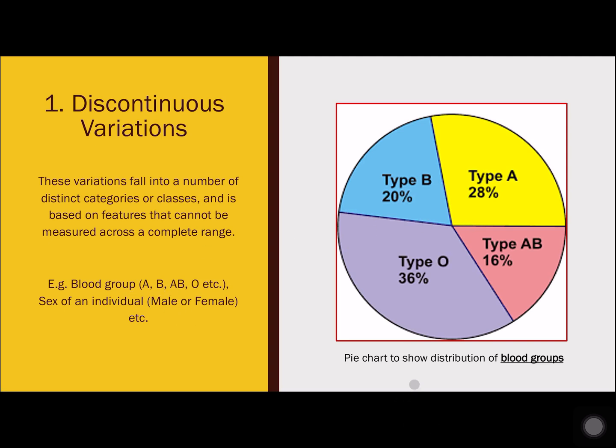So here is a pie chart to show the different distribution of blood groups. Type O is 36%, so many have type O, and AB is only 16% because it is rare. Then type B is 20%, and type A is 28%. So it is showing the distribution of blood groups.